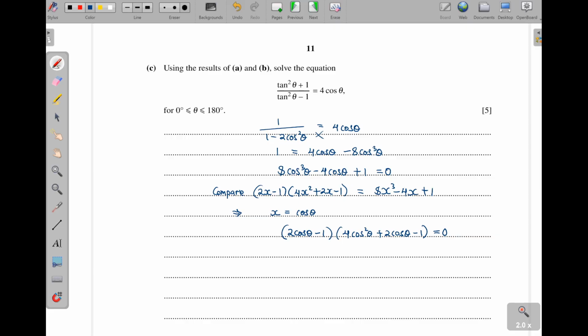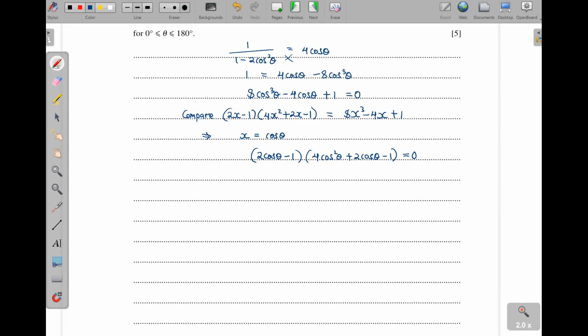You see that? Then from there, what else do we do? We have to equate these factors to 0. So equating this one to 0, we shall have 2 cosine of theta minus 1 is equal to 0. That means that cosine of theta is equal to a half, and therefore theta will be the arc cos of a half, which can give us 60 degrees. Okay, so that one is in the first quadrant.